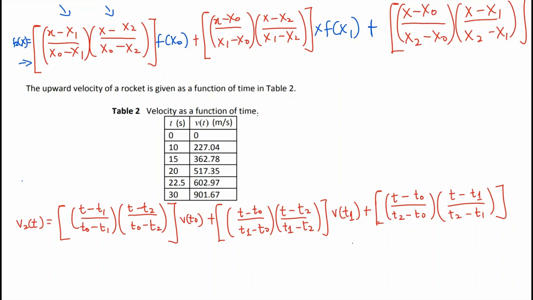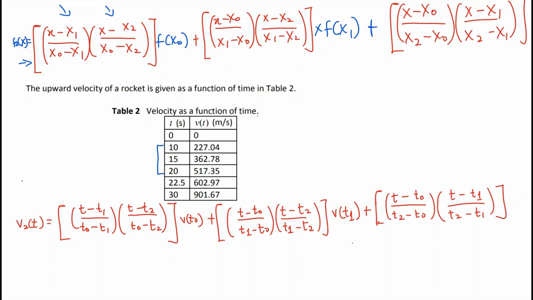Okay, so I've written the general function in terms of t. So that's what we have here. So let's write down the values that we know. Okay, let's look at that. So let's consider from time t equals 10 to 20.